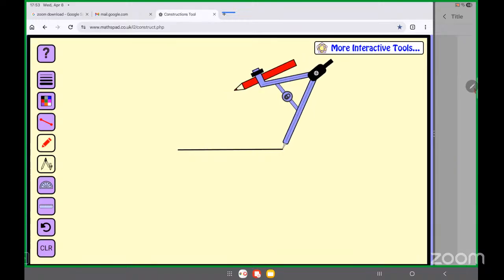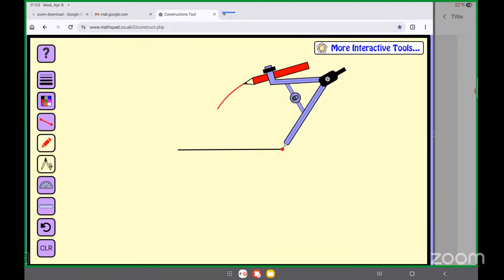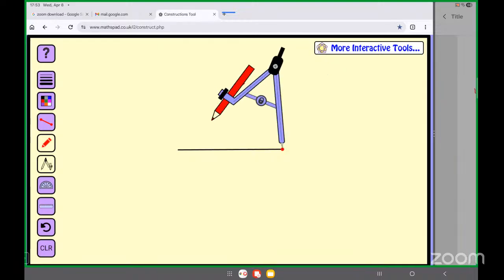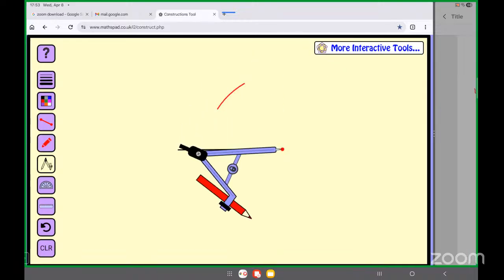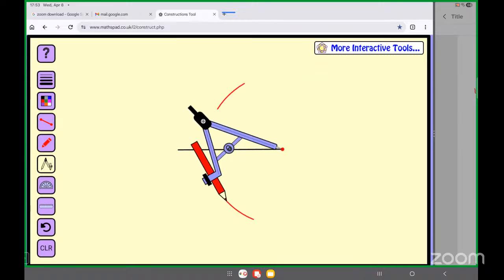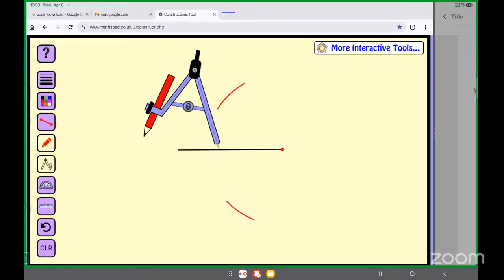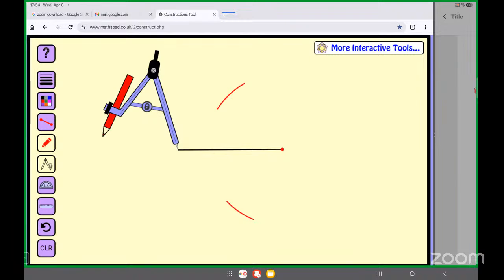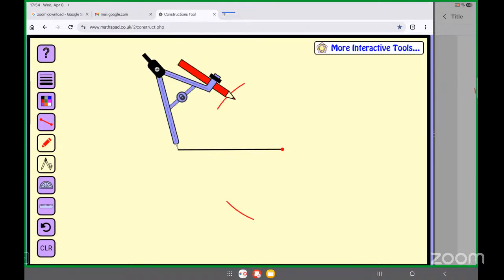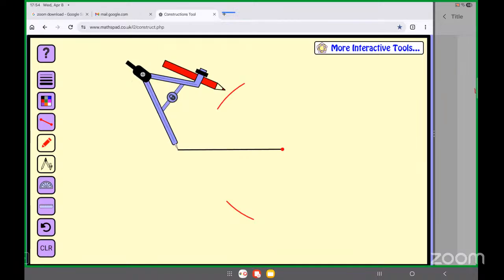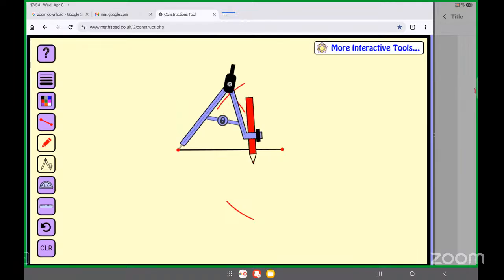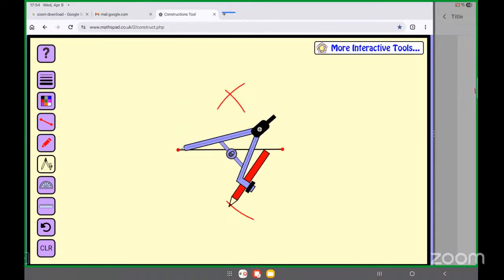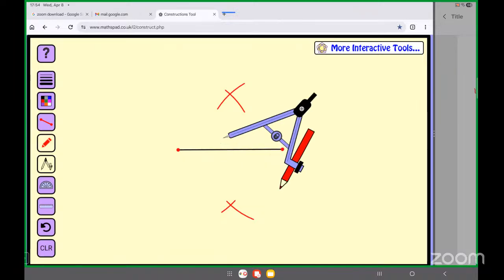Remember, think about what you're doing. You're trying to draw the perpendicular bisector. So you make your arc above and you make an arc below. Then you move to the next end, and you're going to come down and cross the arc above, rotate down, and cross the arc below.